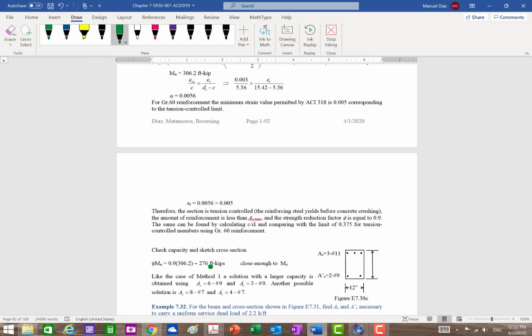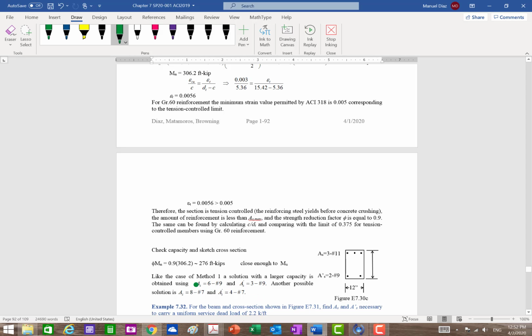Okay? So, like the case method 1, a solution with larger capacity, right, is obtained by having 6 number 9s and 3 number 9s as compression reinforcement. You know? Another possible solution is to do 8 number 7s on the tension side and 4 number 7s on the compression side.